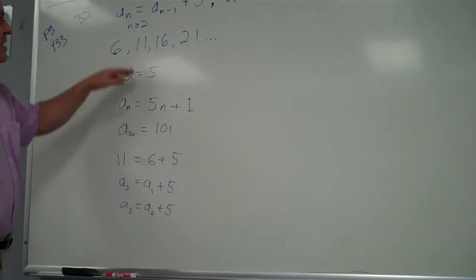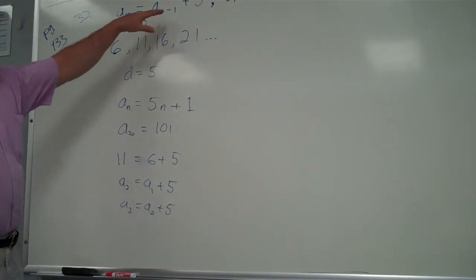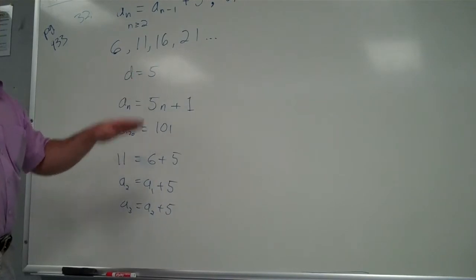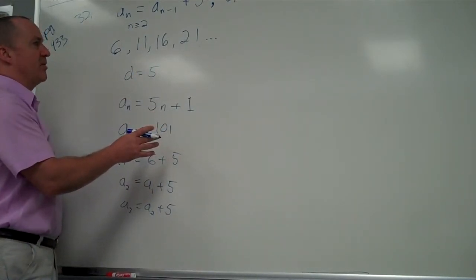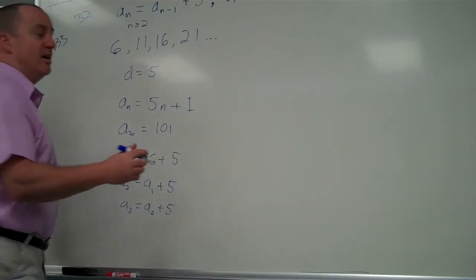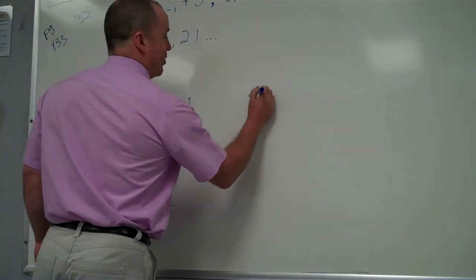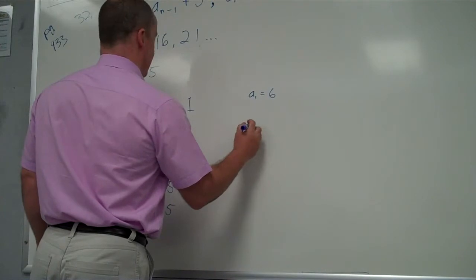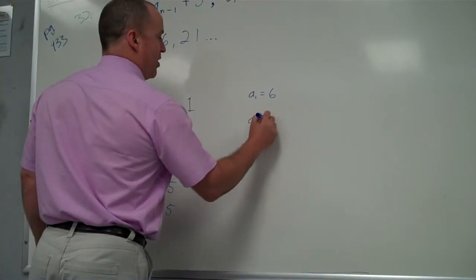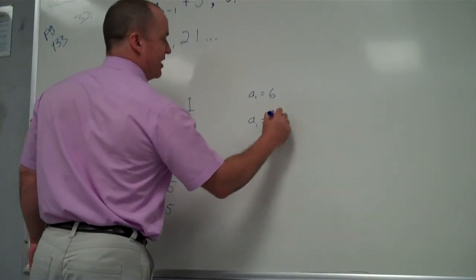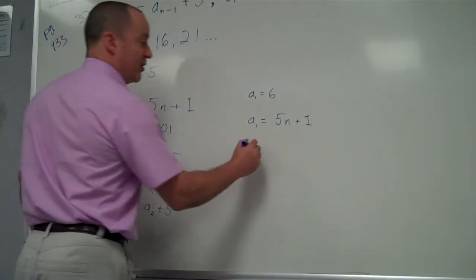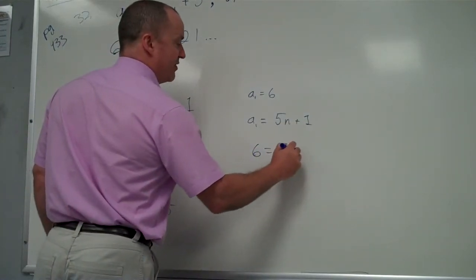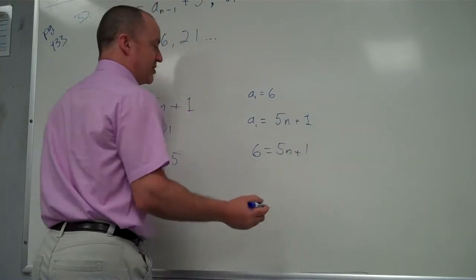Great question. Okay, because I know the 5 is like the slope, how much it's changing by, right? I should have shown that. It's really like an Algebra 1 problem with slope and y-intercept in a way. If a sub 1 is 6, since the common difference is 5, a sub n is also 5n plus 1. So if I set 6 equal to 5n plus 1, that's totally wrong.